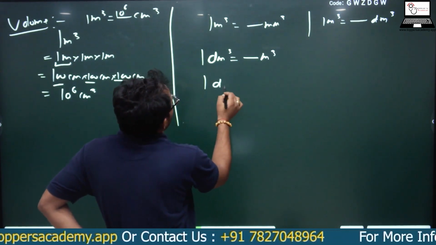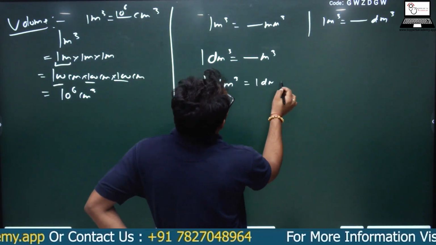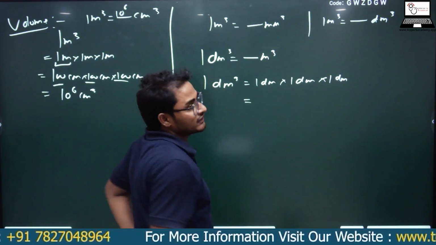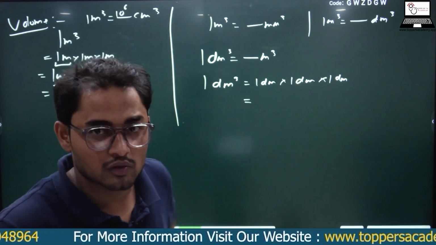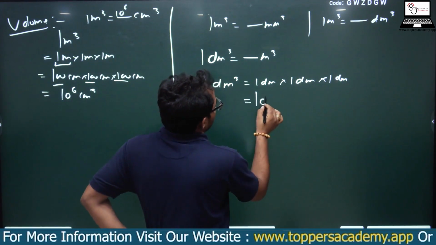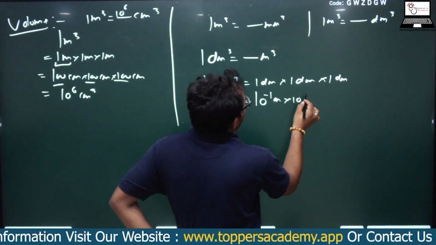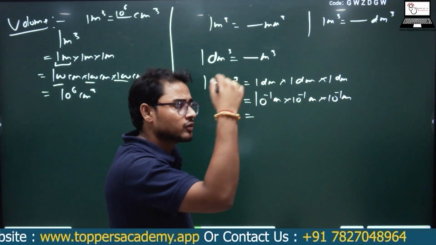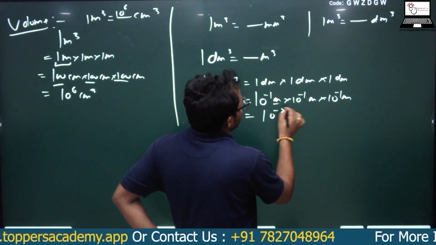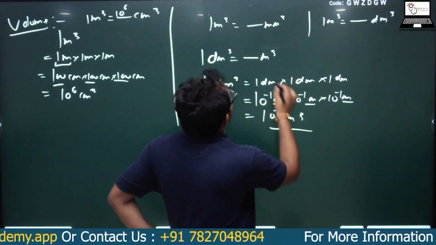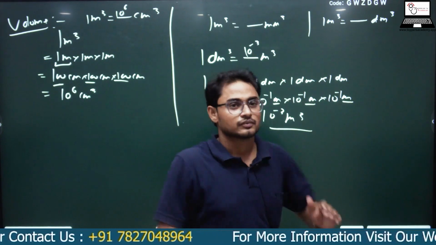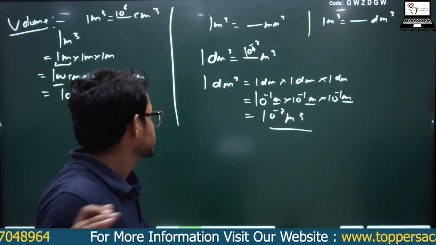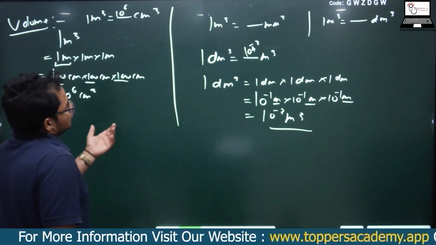So in place of 1 decimeter cube, I will write 1 decimeter into 1 decimeter into 1 decimeter. And I know the meaning of deci, 10 to power minus 1. So 10 to power minus 1 meter, 10 to power minus 1 meter, 10 to power minus 1 meter. 10 to power minus 1 minus 1 minus 1, that is 10 to power minus 3 meter cube. Got it? So that was all about this.